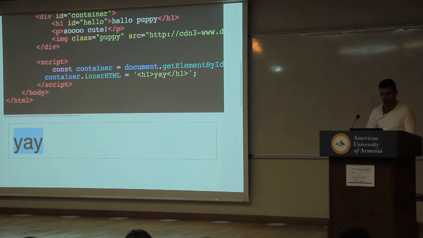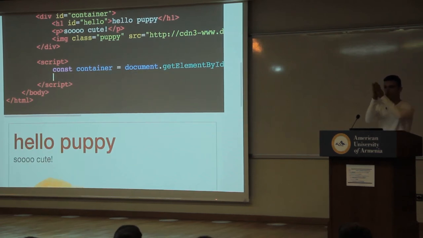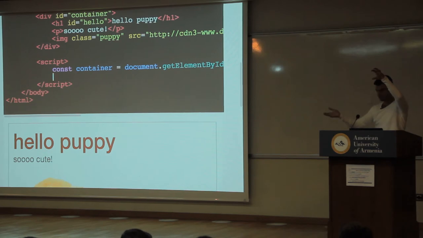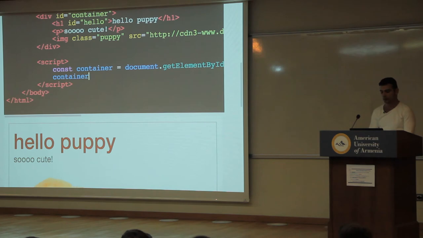So another thing we can do is we can watch this. So remember it's a tree structure. And in a tree structure, every parent has children, right? It's a tree. So container has children. I wonder how many children it has. Let me alert container.children.length.